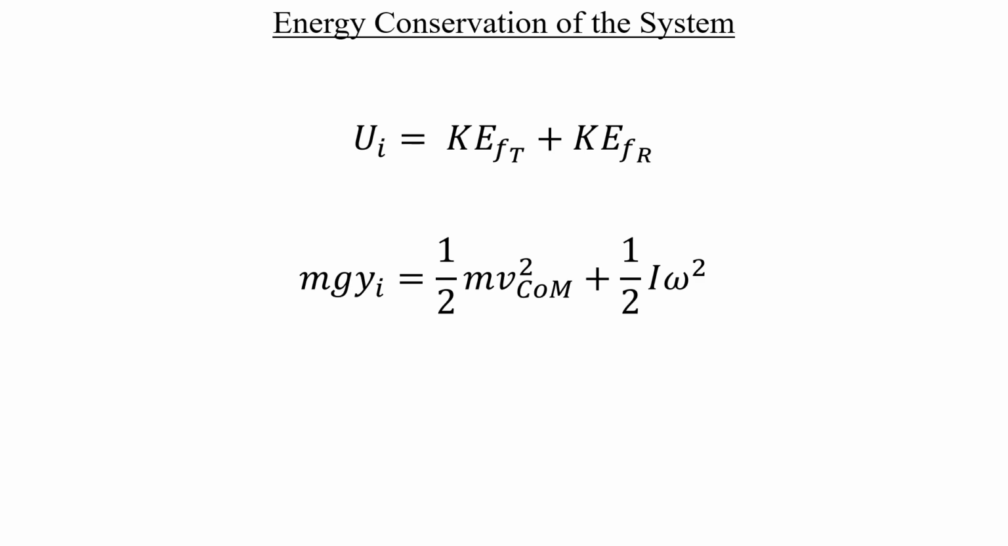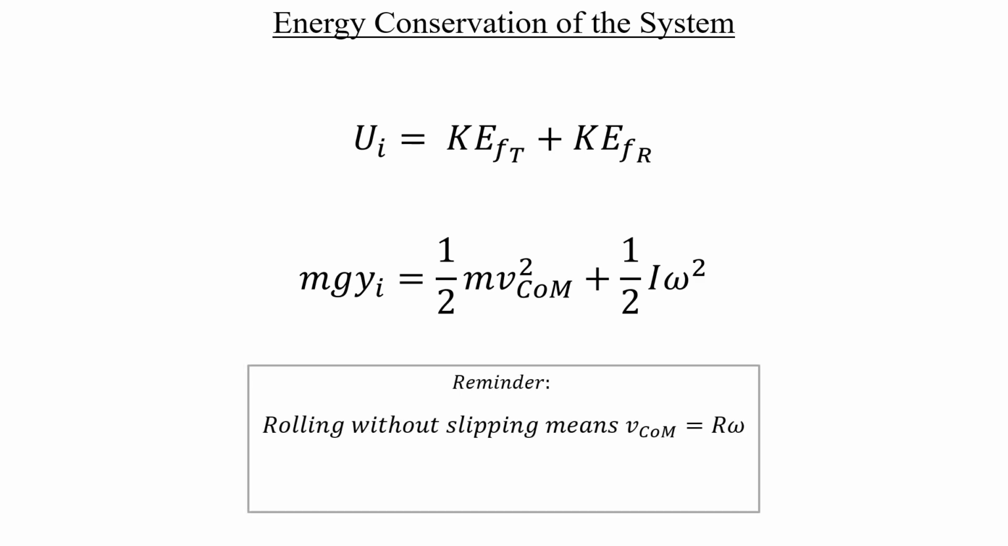Before we move on, let's review a couple things. Whenever you're told that something rolls without slipping, it means that the velocity of the center of mass of that object is equal to r omega, where r is the object radius and omega is the angular velocity. In this situation, the hollow disk is rolling along its outer radius, R2. So we need to exchange r for R2 in this equation.